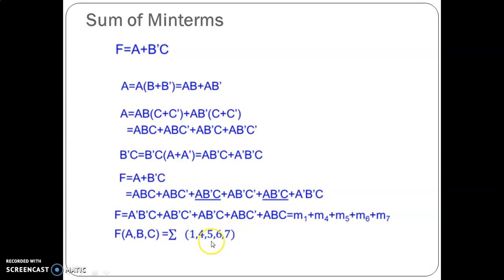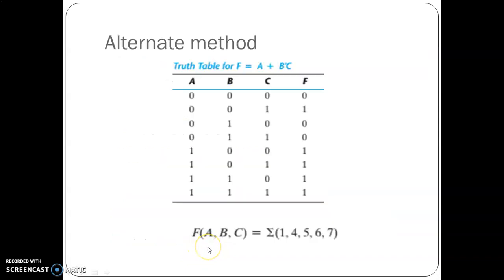It is convenient to express the Boolean function as a sum of minterms in the short notation in this form. The summation symbol stands for ORing of the terms. The numbers following it are the minterms of the function. An alternate procedure for deriving the minterms of the Boolean function is to obtain the truth table of the function directly from the algebraic expression and then read the minterms from the truth table.